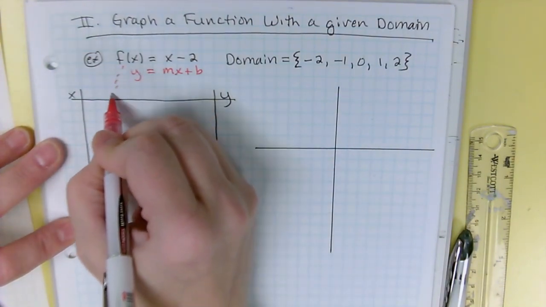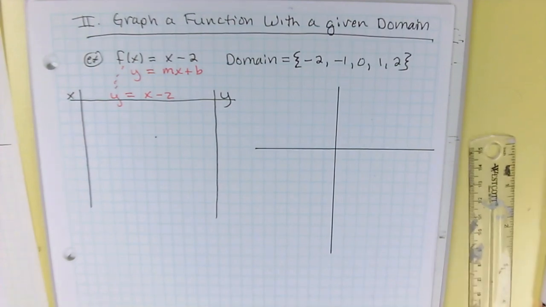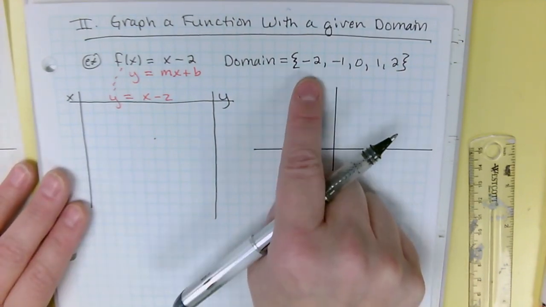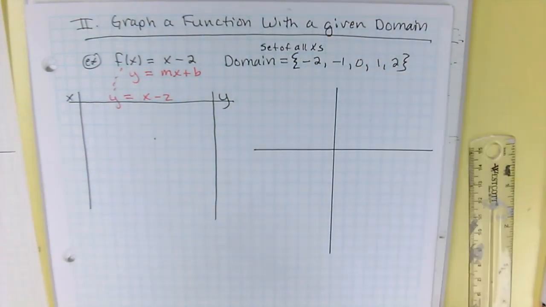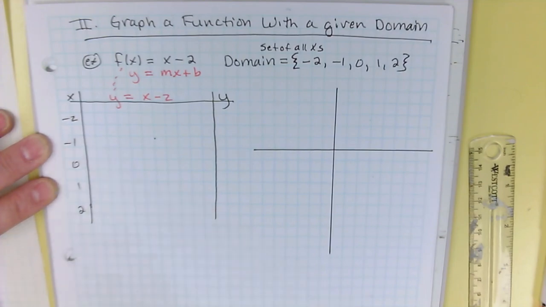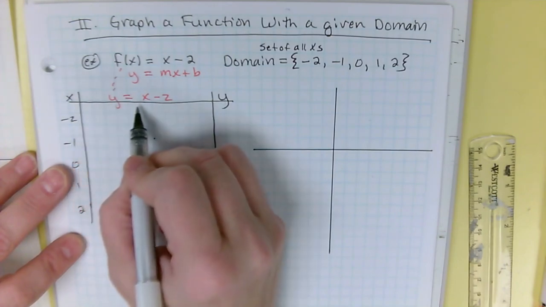So y equals x minus 2. So the way a given domain limits what you do is normally you would get to pick any x you wanted and get 3 good points and draw your line. So the domain says you can't pick anything that you want. You can only pick these numbers. So in your x values, because domain is the set of all x's, you're going to put these 5 numbers, -2, -1, 0, 1, and 2, and you're going to find points for those. So substitute the x in, calculate the y.